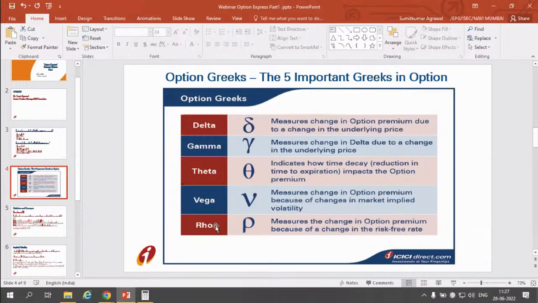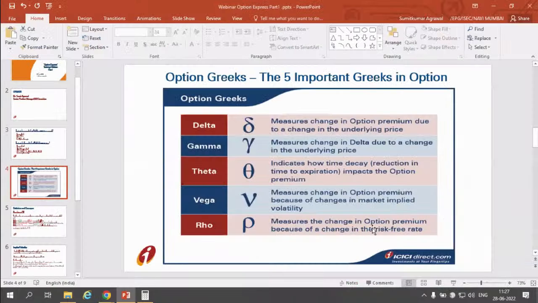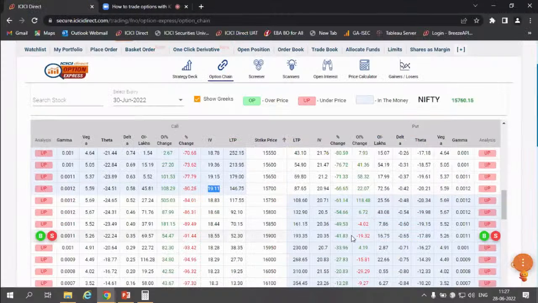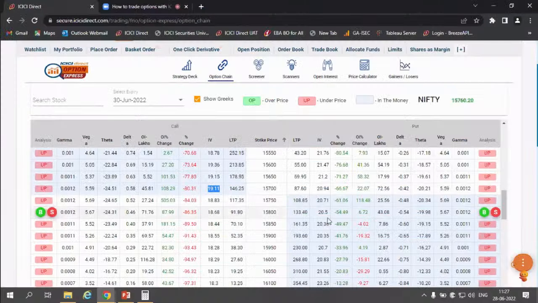Next comes rho. This is nothing but the interest rate in the market, which is normally calculated based on 10% as given by the NSE. That is nothing but the risk-free rate, or you can call it the interest rate. All this information is put into the Black-Scholes model, the Black-Scholes formula, and based on that, all this information is given out.